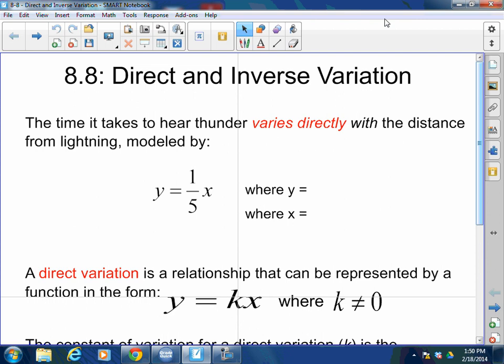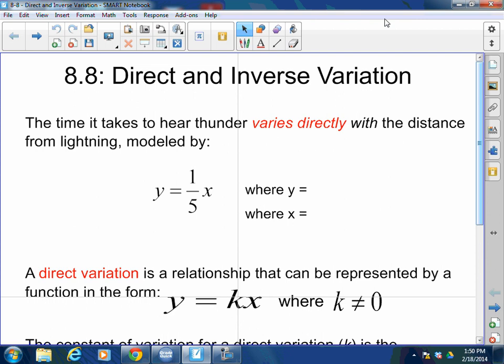Today we're going to be wrapping up chapter 8. Sorry about that. And we're going to talk about variation. I know I titled this direct variation and inverse variation. Your book has it titled as just simply variation because in essence there's really four: direct variation, inverse variation, joint variation, and combined variation. But joint and combined variation use direct and inverse properties, so that's why I'm teaching it under the guise of direct and inverse variation.